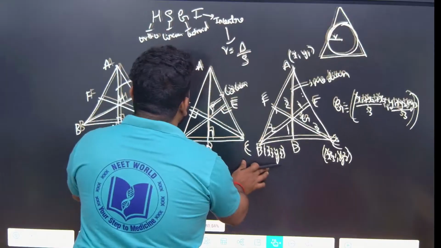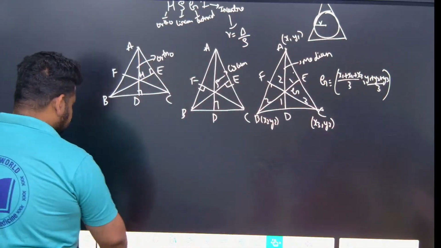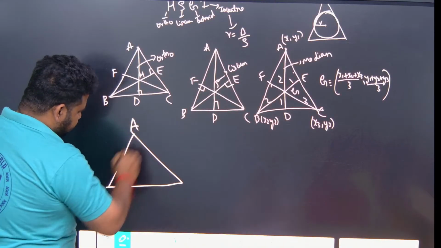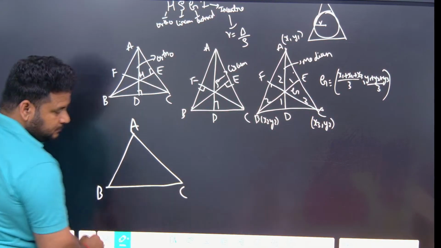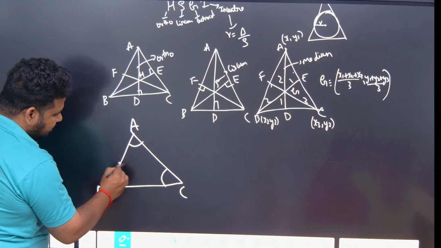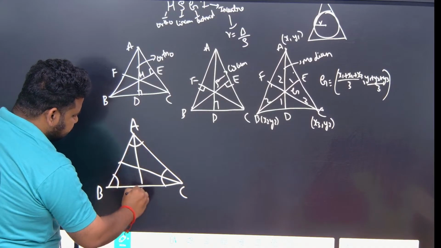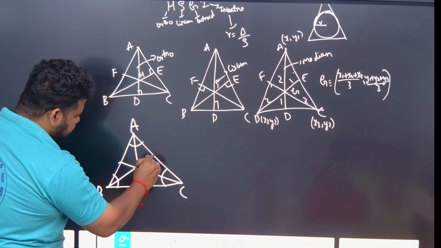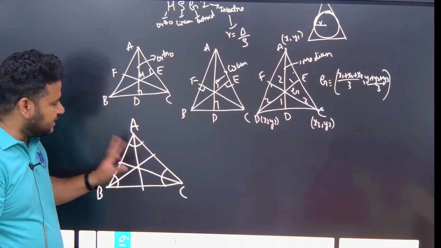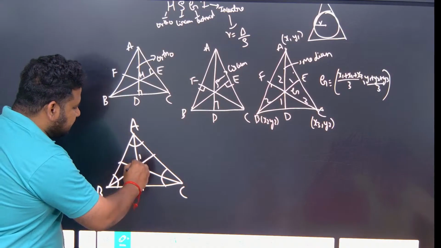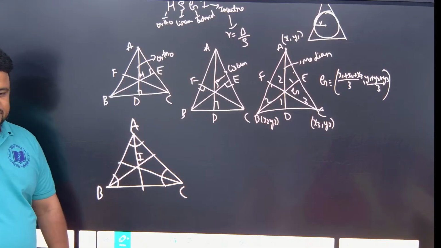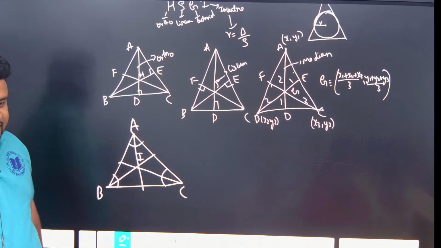See here. Suppose we take a triangle ABC. There is some angle here, here and here. There is an angular bisector here, here and here. So the point of intersection of angular bisectors of triangle ABC is called what? Incenter. The point of intersection of what? Angular bisectors. This is incenter.